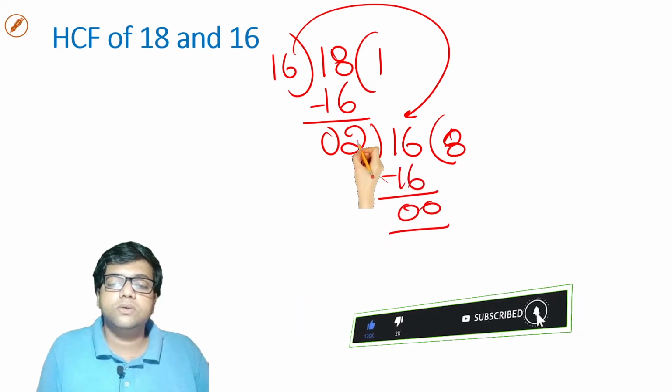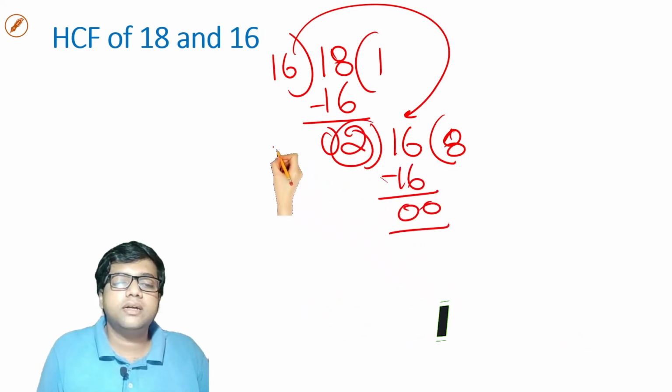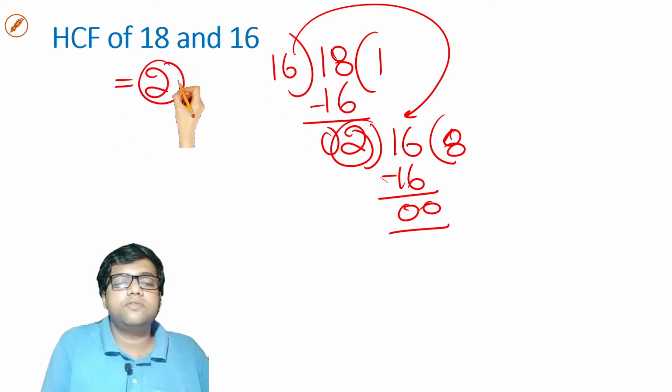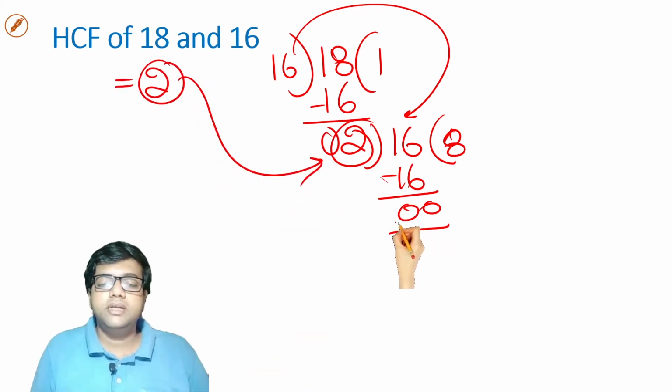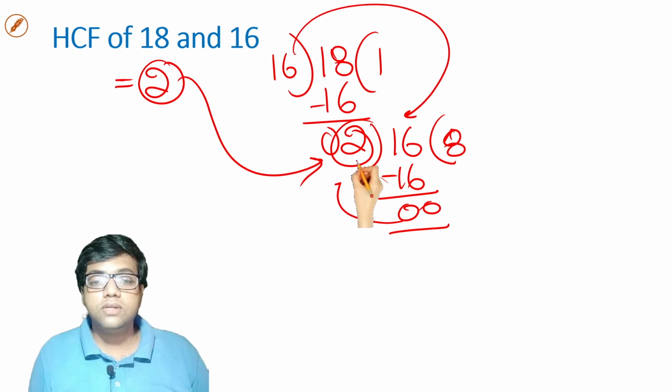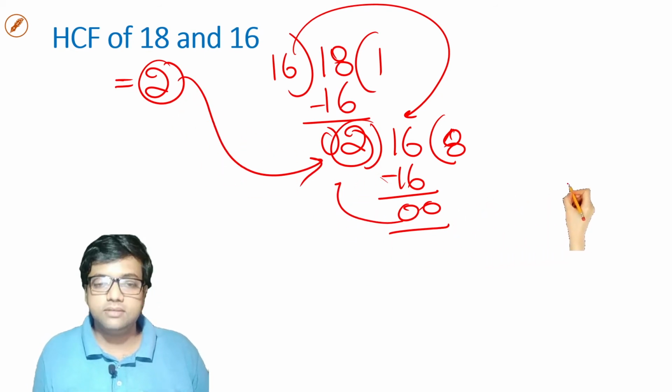You get remainder 0. So therefore, the highest common factor is 2. Whenever you get the remainder 0, the immediate divisor becomes the highest common factor, right?